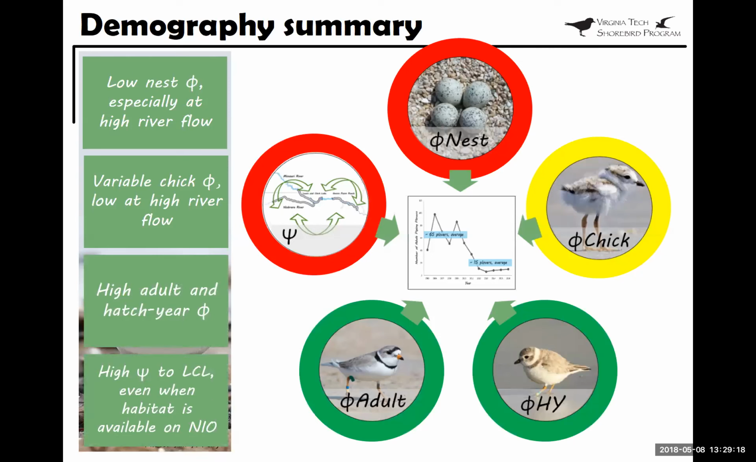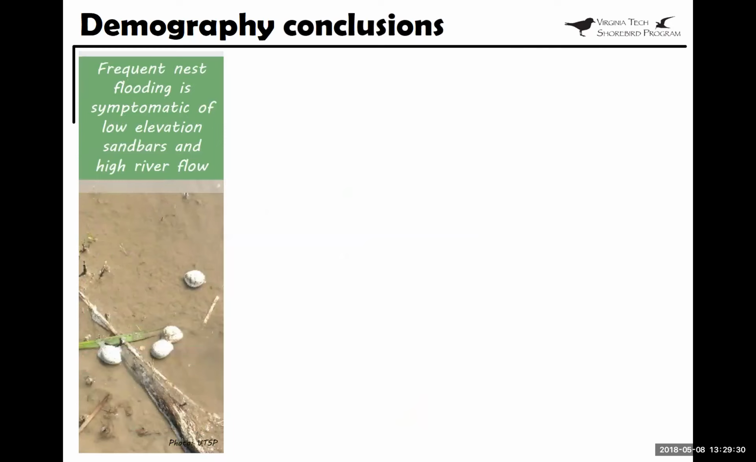And adult and hatcher dispersal from the Niobrara was high, even when habitat was available on the Niobrara. Some of this was due to birds returning to Lewis and Clark Lake after seeking refuge from Missouri River floods, but that didn't account for all of it. So there are several conclusions that we can draw from these results. First, the strong effect of flooding, even at just one standard deviation above the mean, suggests that Niobrara sandbars aren't tall enough to protect nests and chicks from washover.